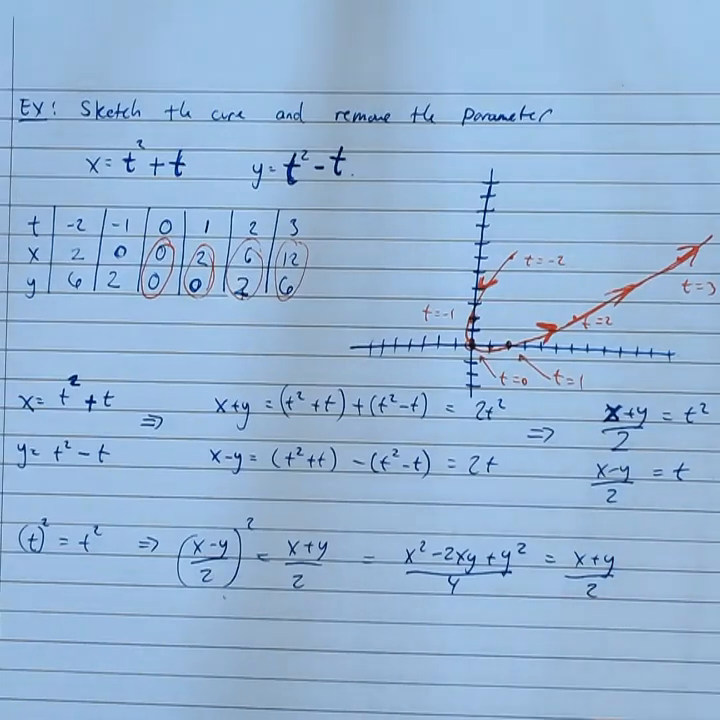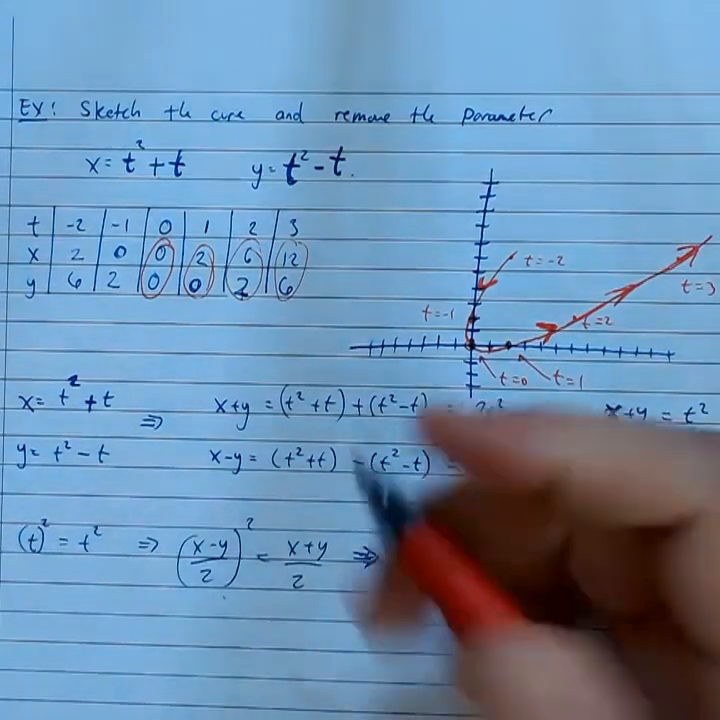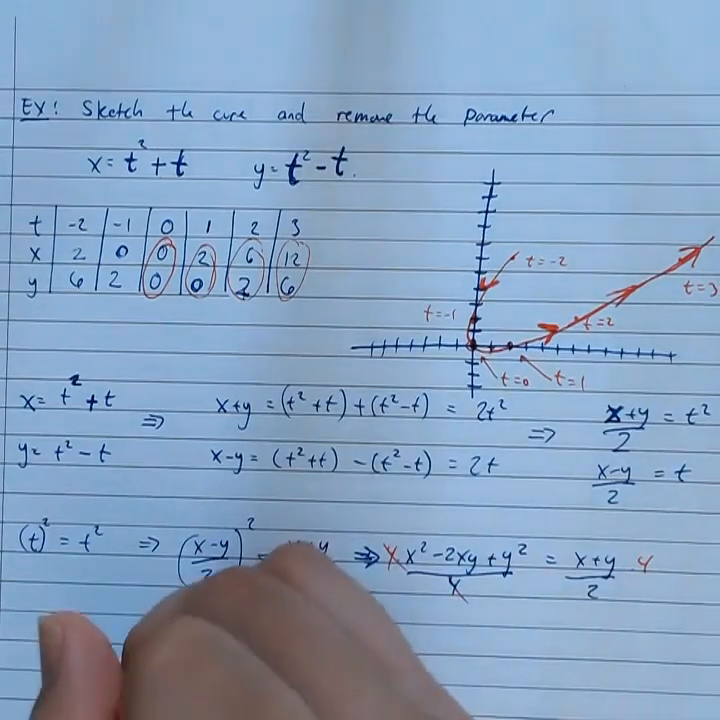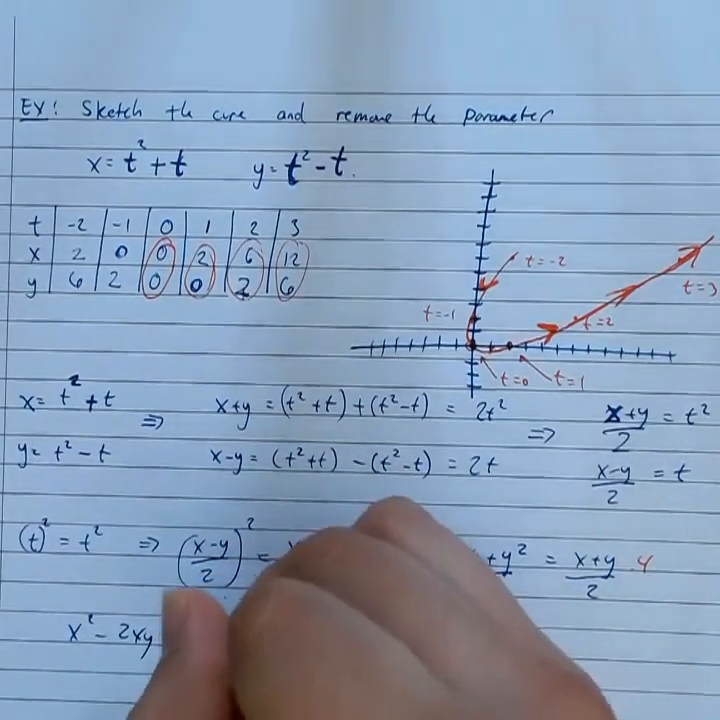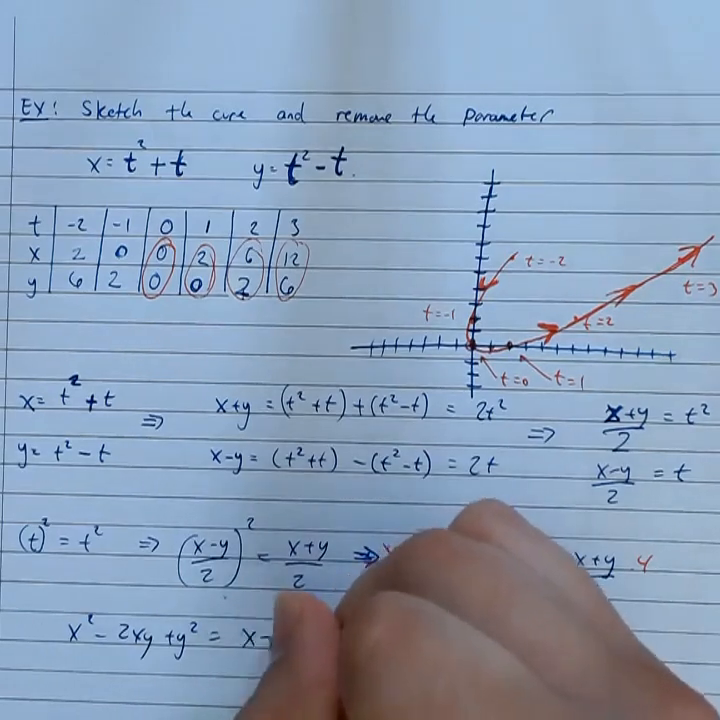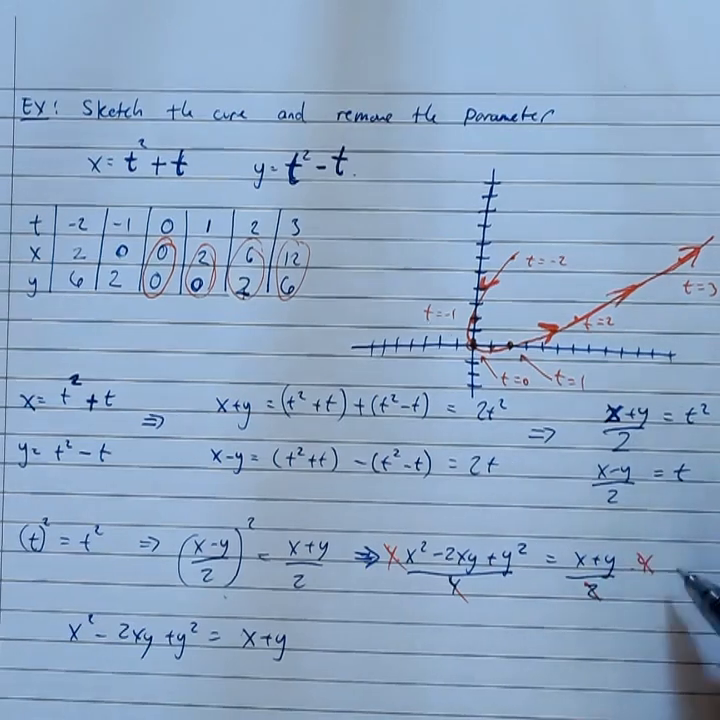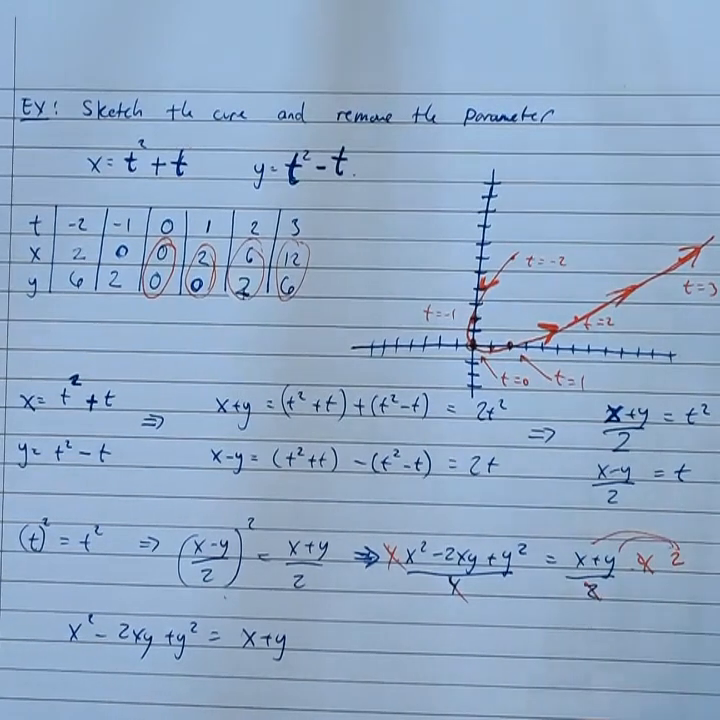And finally, since I don't like fractions, let me go ahead and multiply both sides by 4. So if I multiply both sides by 4, that goes away, and I'm left with x squared minus 2xy plus y squared equals x plus y. Oh, wait, no, I divided wrong, didn't I? Here, 2 goes into 4 twice. So now this 2 would distribute. So this will give me 2x plus 2y. There we go, just like that.